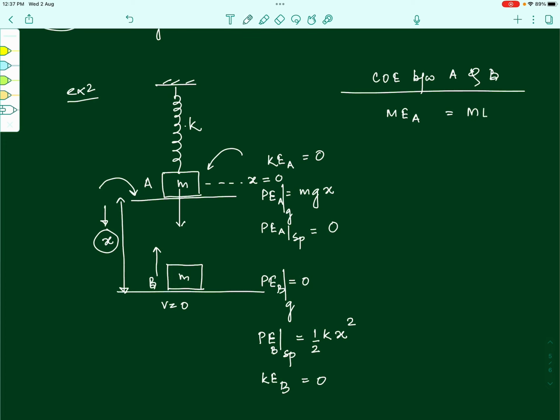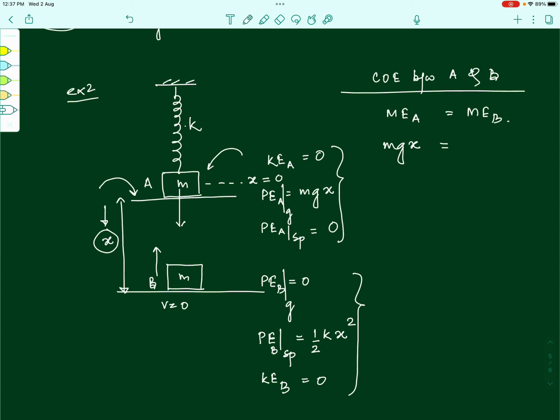should be equal to the mechanical energy at B, which means that the kinetic plus the potential energy at A, which will now be the sum of all these three energies, 0 plus mgx plus 0. So, that is mgx, only gravitational potential energy is there at the point A, is equal to the mechanical energy at the point B, which is now the sum of these three energies.